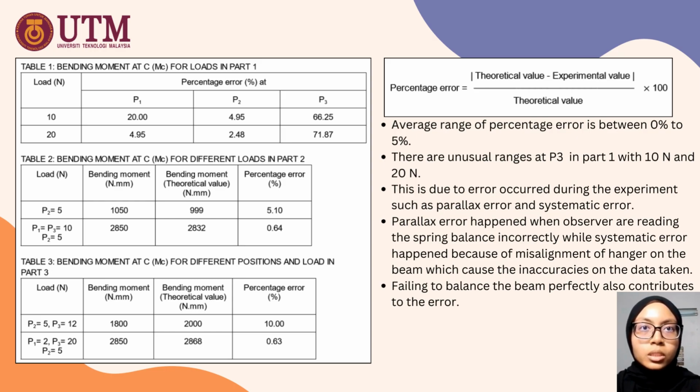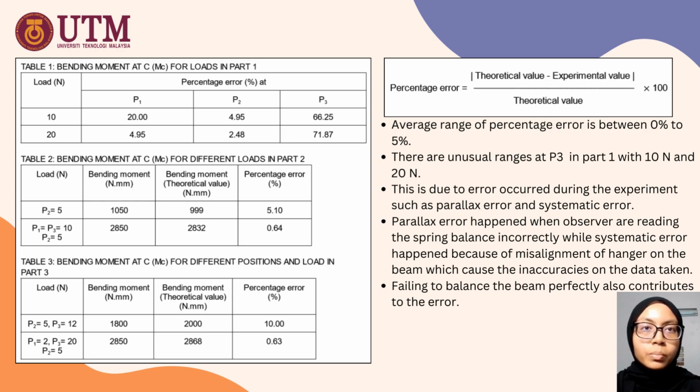You can see at P3, the values are 66.25 and also 71.87. The value is actually higher than the value of other loads. This might be from errors that occurred during the experiment, such as parallax error and also systematic error.